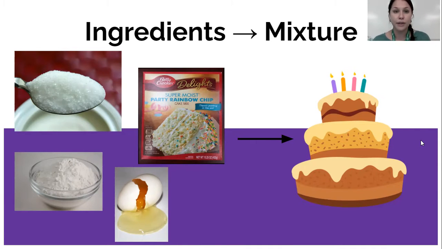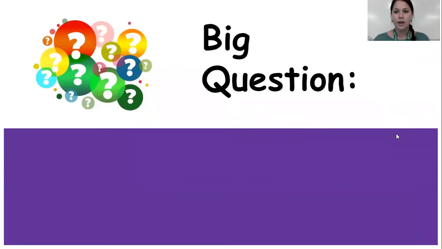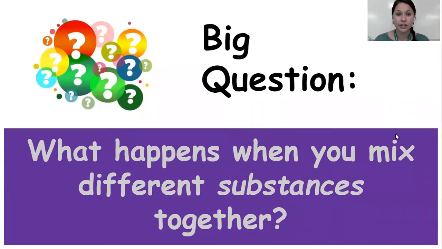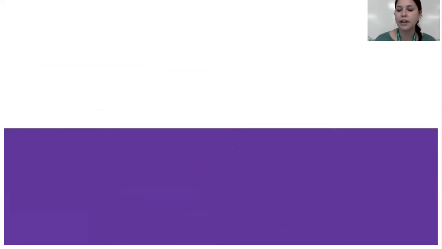So today we're going to be looking at ingredients, and then we're going to put something else in them to look at a mixture. So we are trying to answer this big question: what happens when you mix different substances together? Well, obviously, when you mix different substances together, it becomes a mixture, but it might have different properties. So we're going to be looking at that today.